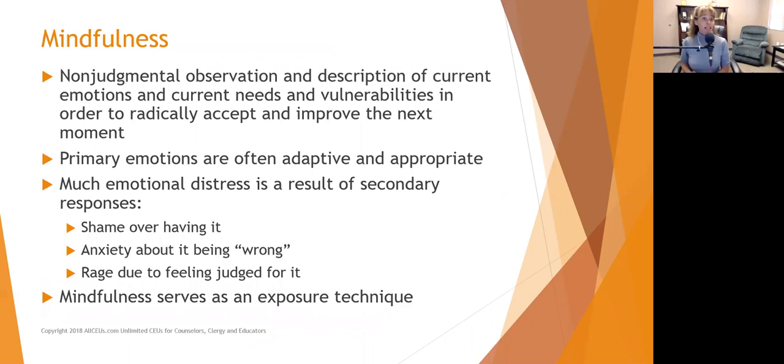Now, maybe it means shutting the door for a few minutes. Maybe it means going out on a walk. What do they need? Doesn't mean they necessarily get to do it or have to do it, but at least becoming aware of what their needs are gives them an opportunity to get connected with, okay, this might make it better. The next step is to say, all right, these are my needs. What are my vulnerabilities? And sometimes you can flip-flop them.